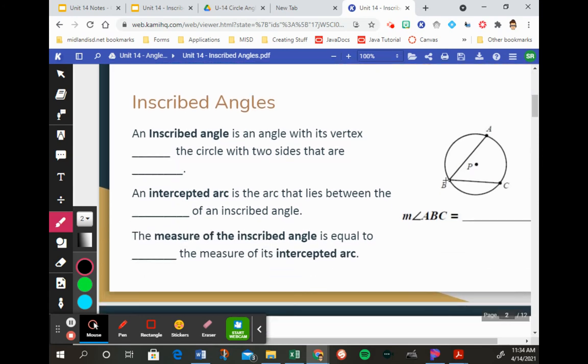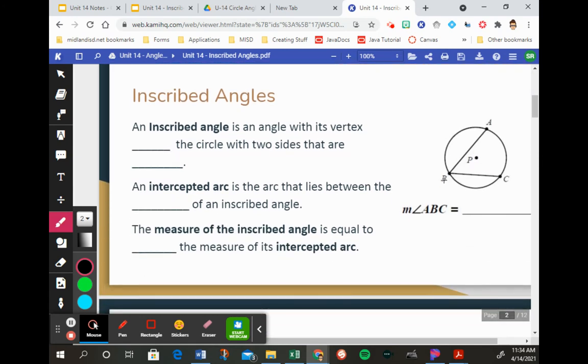An inscribed angle is an angle with its vertex on the circle with the sides that are chords. Remember, a chord has two endpoints on the circle. They don't necessarily go through the center, but they can. The endpoints are on the circle.